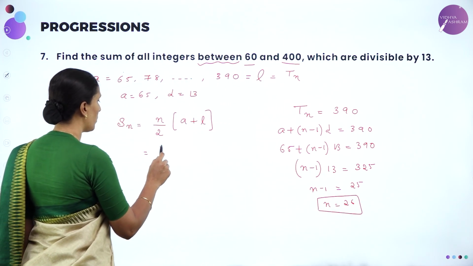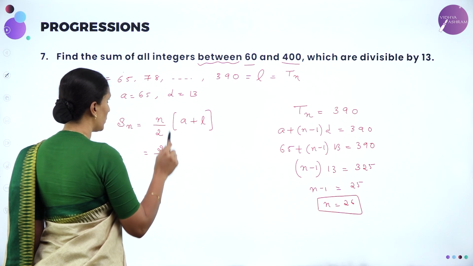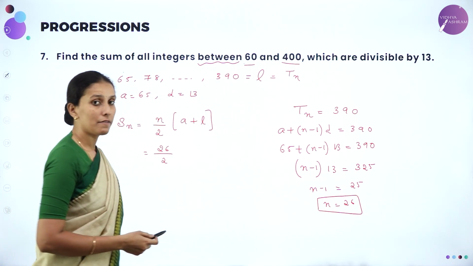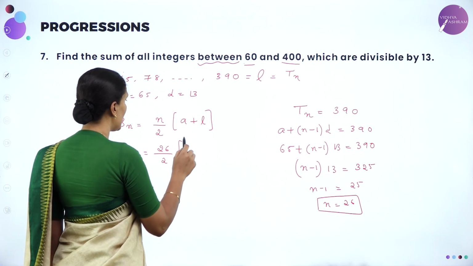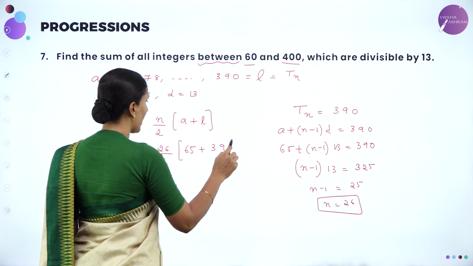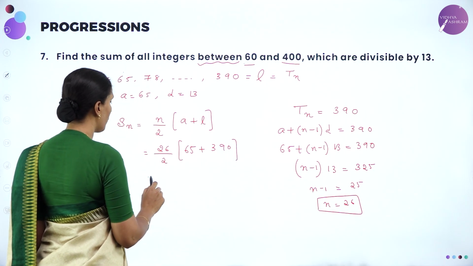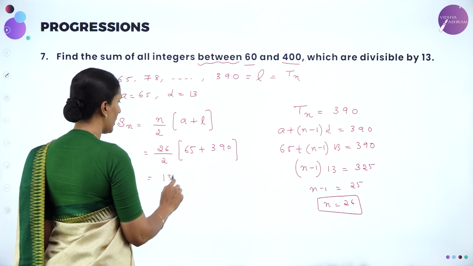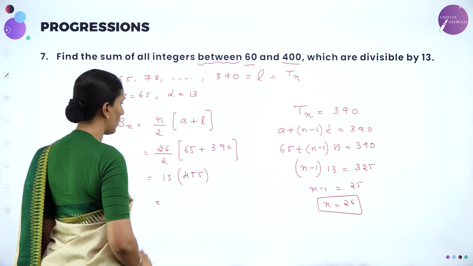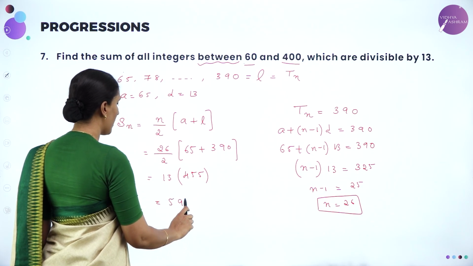So we can substitute here 26 divided by 2. That means there are 26 numbers between 60 and 400 which are divisible by 13. The first term is 65 and the last term is 390. So evaluating this, we will get 13 into 455. That is equal to 5,915.